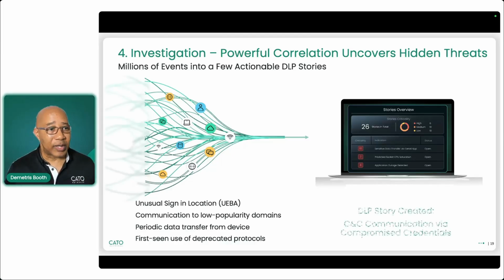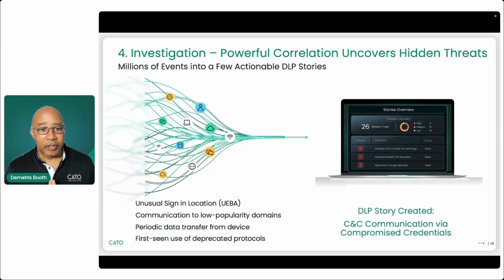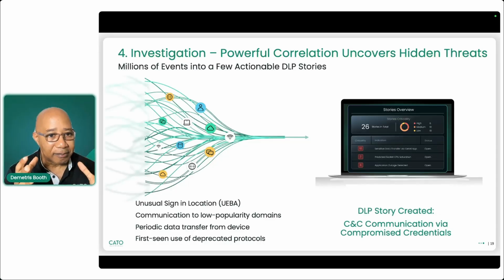Now, the final piece here is the investigation. Security teams don't necessarily have a problem with the data itself. It tends to be the quality of the data, or the actual signal, that they're having a problem with. DLP can generate numerous alerts, millions of alerts, and most of it is quite frankly noise until you start putting everything together and connecting the dots.